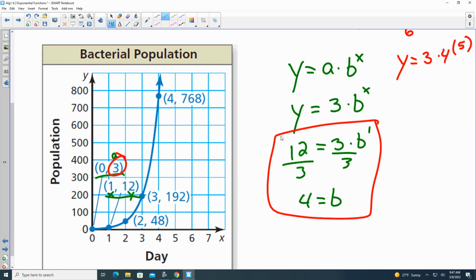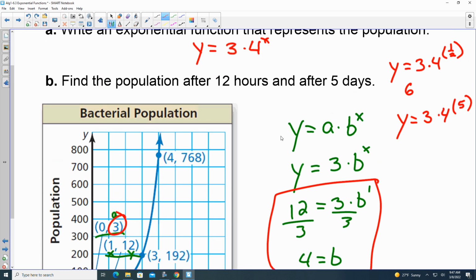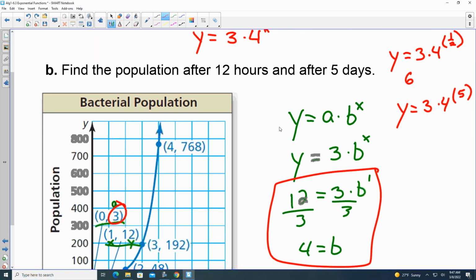It must be the bacterial population. And then for 5 days, it's going to be 4 to the 5th power times 3, which is 3,072. So that's the population after 5 days, after 12 hours.